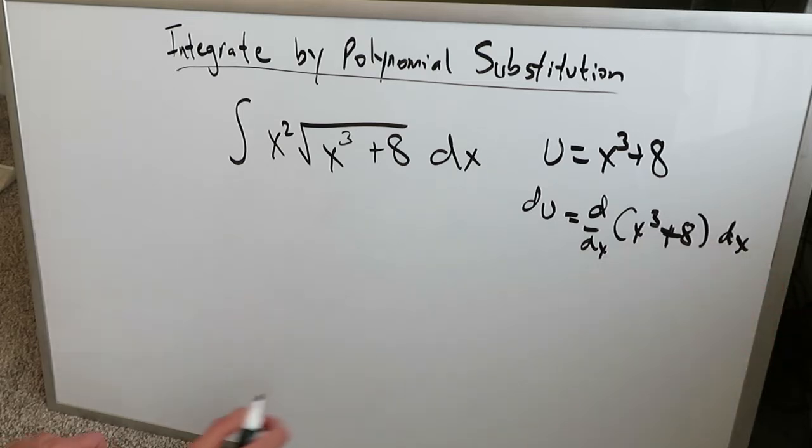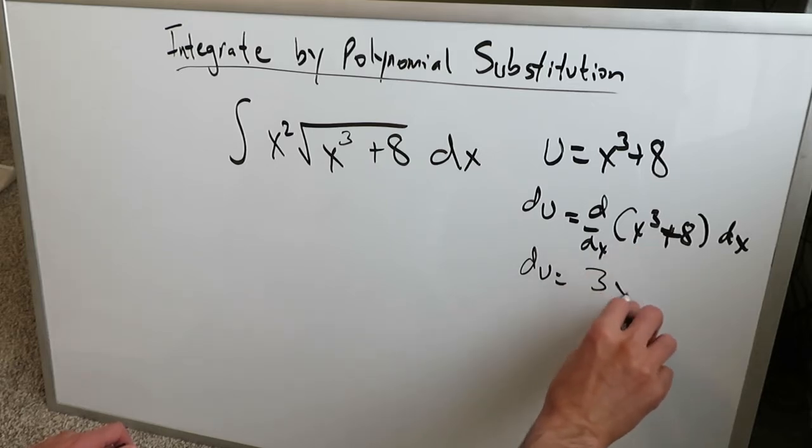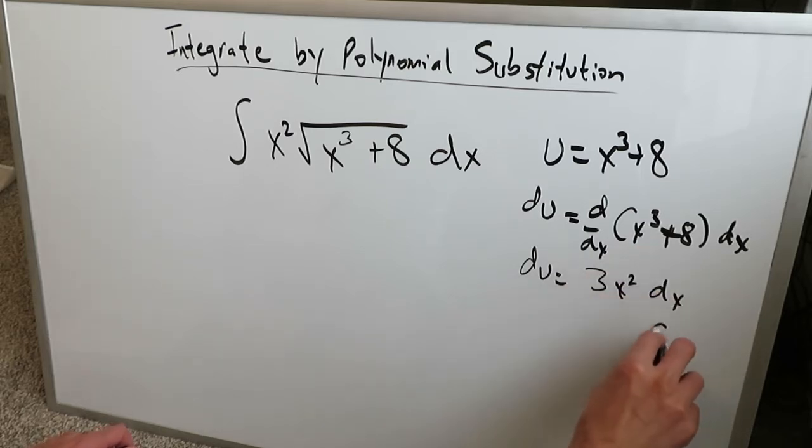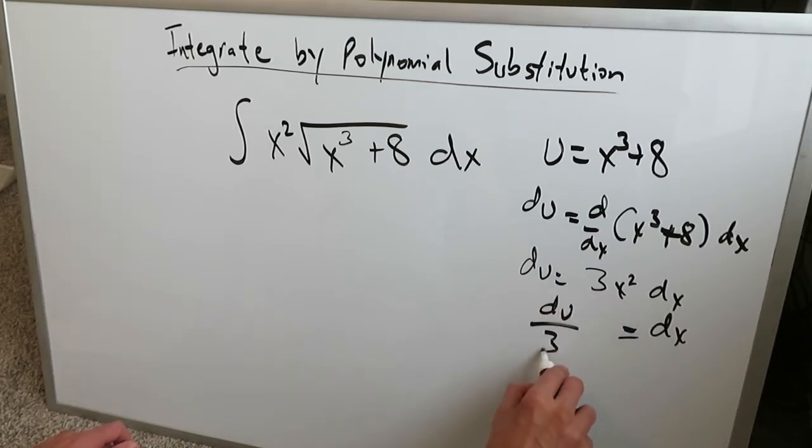You have to follow the scheme I'm showing you because this is how you're going to do your questions. du is equal to, what's the derivative of x cubed? It's 3x squared, and then dx. You have to solve for dx in these instances. When you solve for dx, you take all of this to the other side, and you get du over 3x squared.